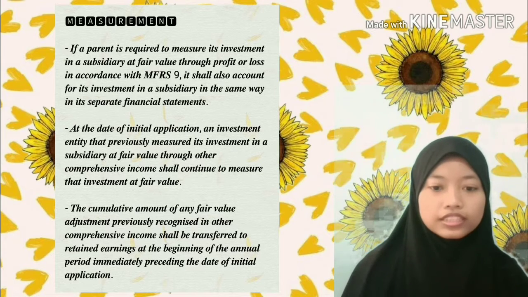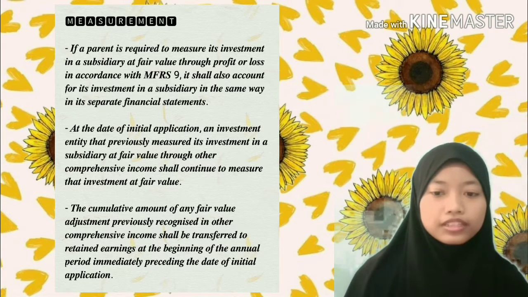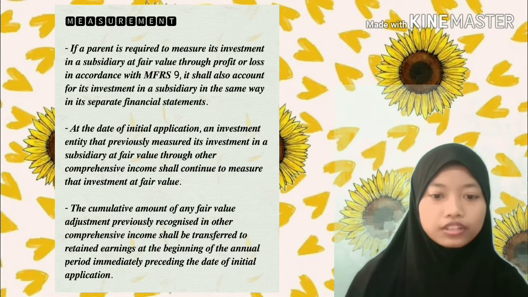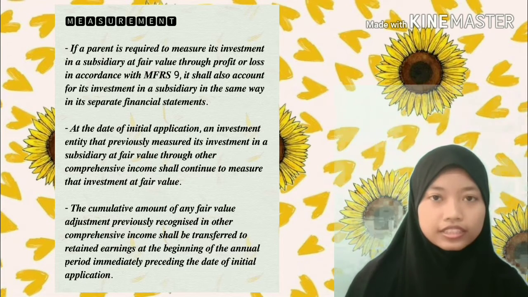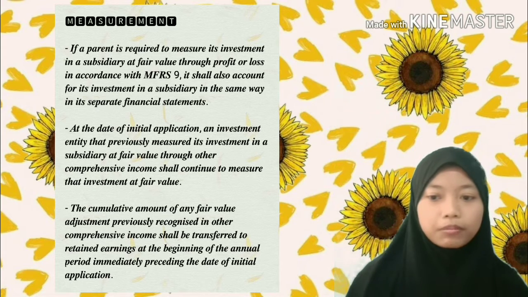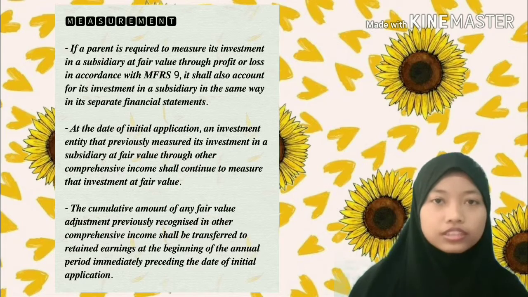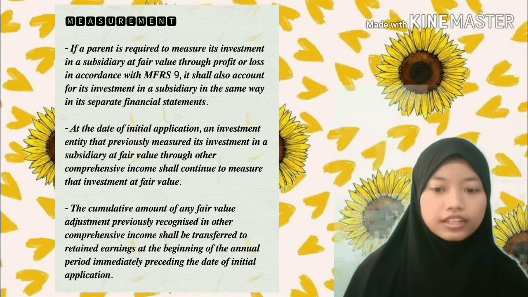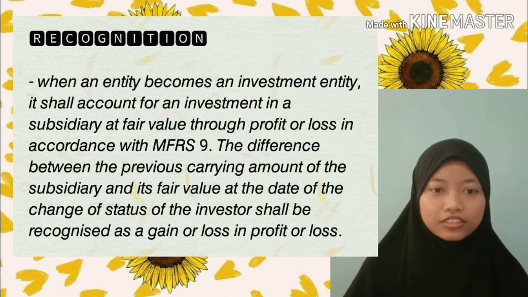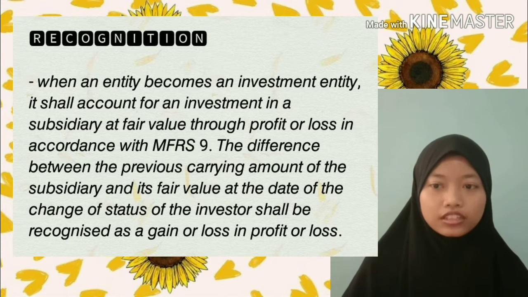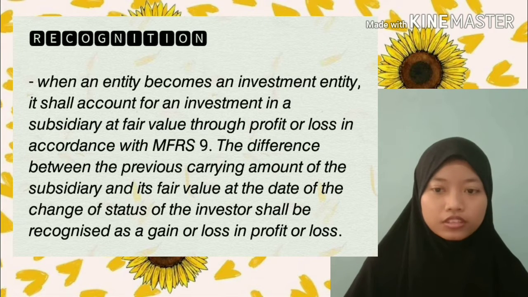At the date of initial application, an investment entity shall not make adjustments to the previous accounting for the interest in the subsidiary that it had previously elected to measure at fair value through profit or loss in accordance with MFRS 9. Next, the recognition: when an entity becomes an investment entity, it shall account for an investment in a subsidiary at fair value through profit or loss in accordance with MFRS 9.